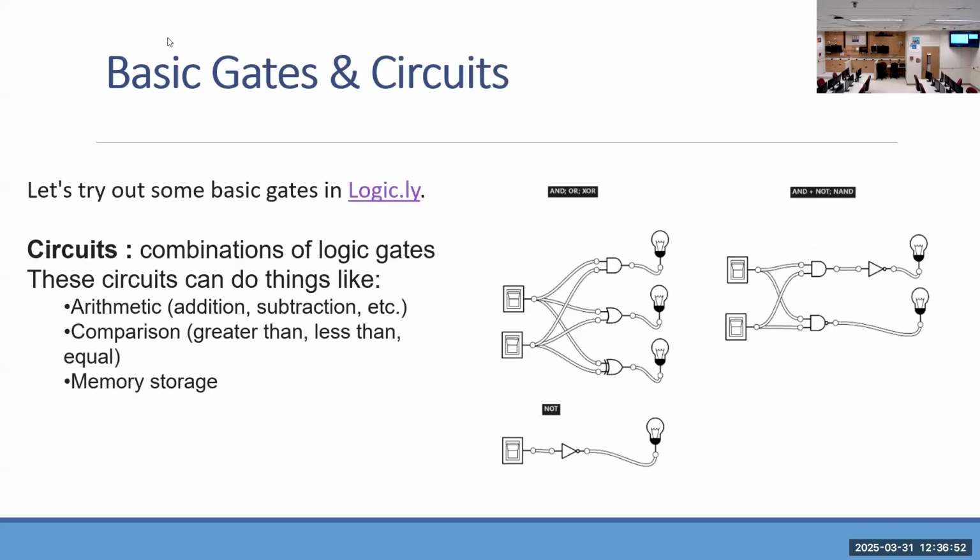So basically, for basic gates and circuits, a circuit is a combination of multiple logic gates, and they can do many things. They can do arithmetic, like addition, subtraction, and so on. They can do comparison, greater than, less than, or equal. Also, they can work as memory storage.